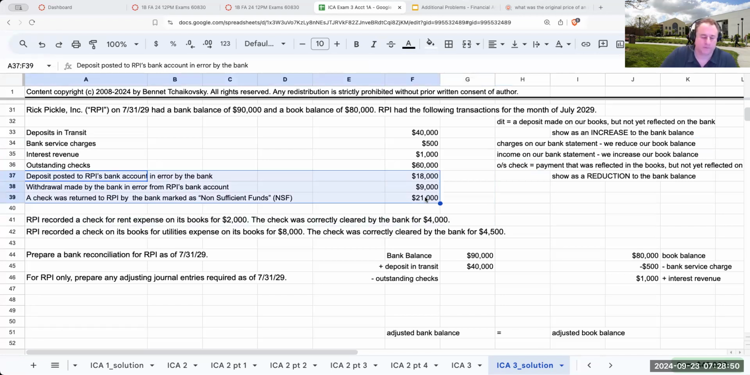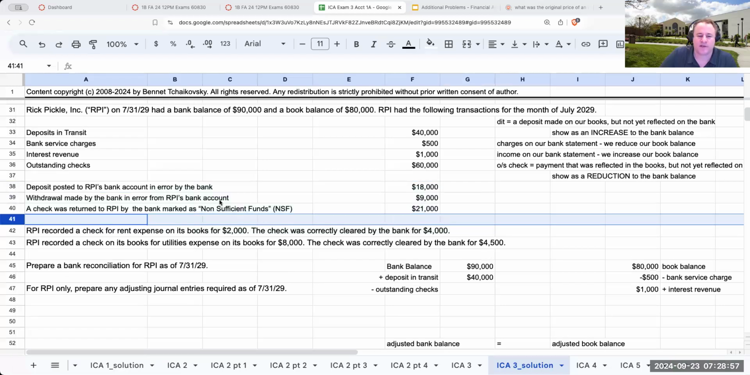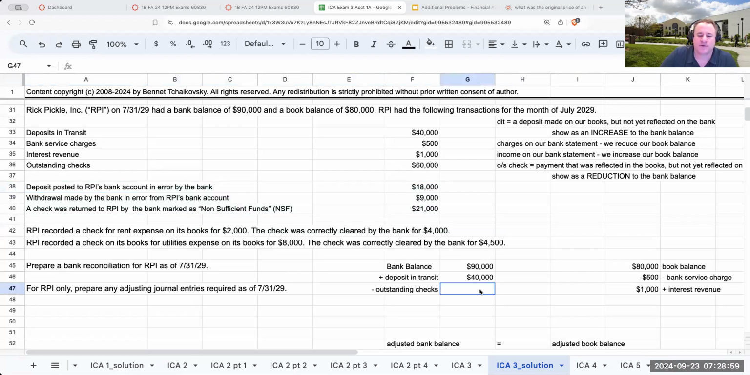So coming over here, we've got a bank error. What exactly does that mean? Let's read it. A deposit was posted, and let me just show this as a negative amount. A deposit was posted to our account in error, meaning it should not have been there. So this 18,000 was put into our account and should not be there. Of course, we're going to call the bank immediately. Yeah, we do actually want to. So less bank error.